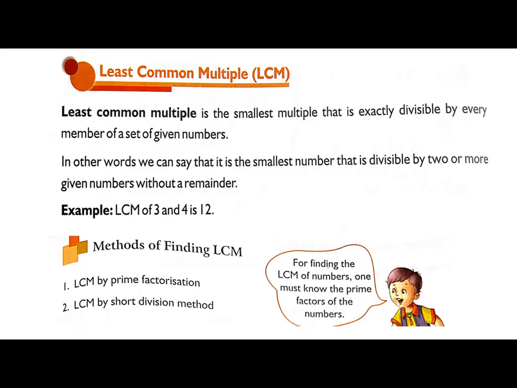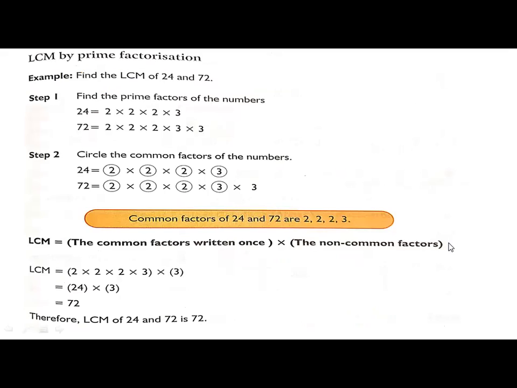There are some methods of finding LCM. The two methods are LCM by prime factorization and LCM by short division method. In today's class, we will discuss the LCM by prime factorization method. For example, find the LCM of 24 and 72.